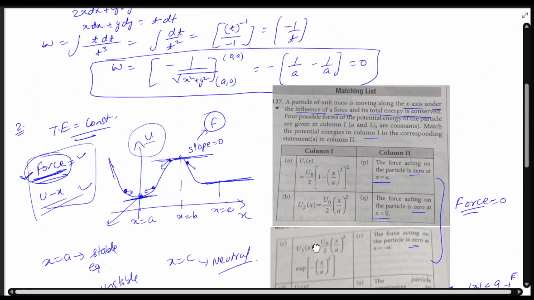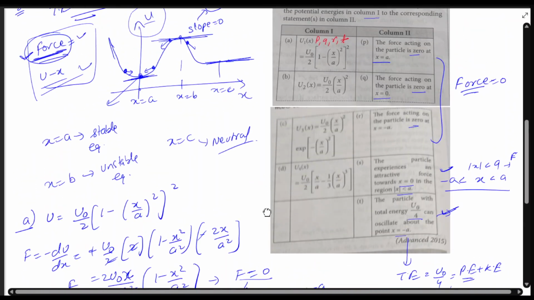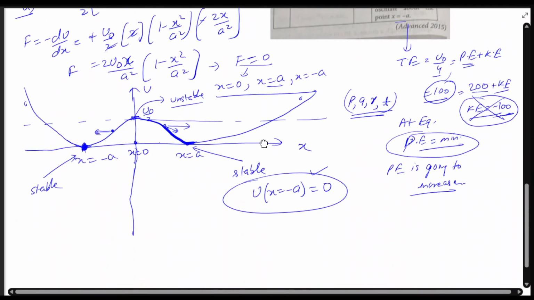So for part A, we will have P, Q, R. Let me change the color of the pen. So we will have P, Q, R, and T. Okay, let's move on to option B. So it will be U naught by 2 x square by a square.